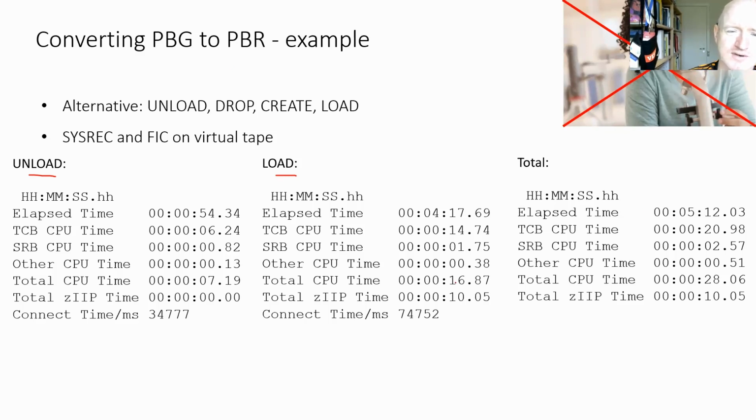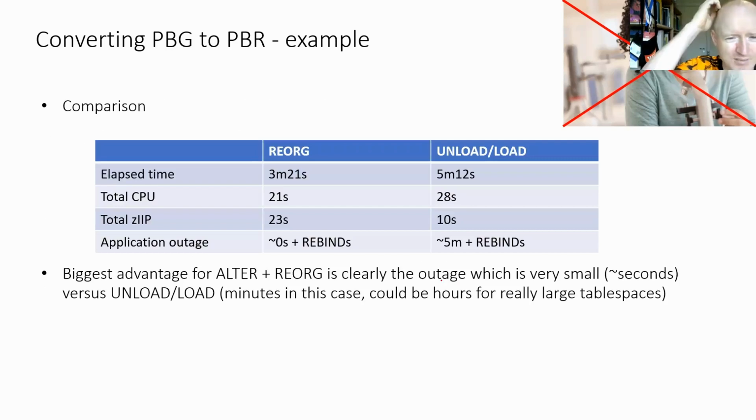So I have the total. Then, for easy comparison, the reorg plus alter took 3 minutes 21 seconds. The unload load was 5 minutes and 12 seconds, so slightly more. In terms of CPU, it was 21 seconds versus 28. However, the reorg did use more zIIP versus the unload load. So it depends on how you pay for your cycles, what is best.